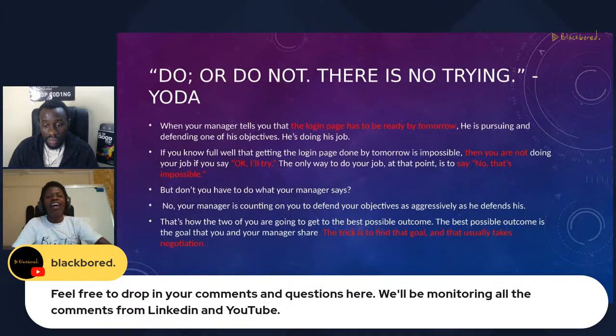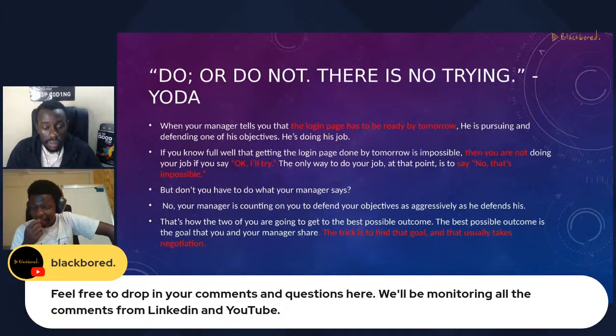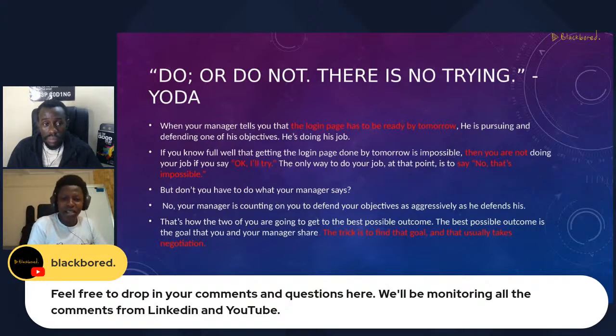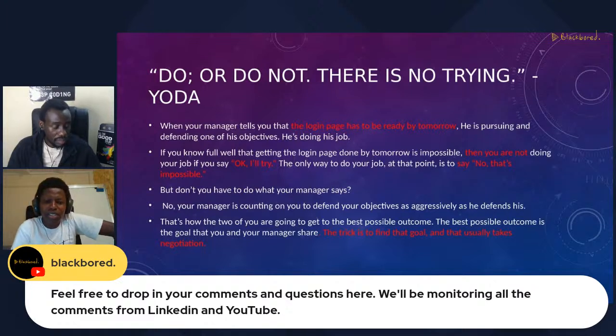So there's a quote here by Yoda: do or do not. There's no try. So why are we saying that sometimes you have to say no? An example is you have a manager who will come and tell you, we need the login page to work tomorrow. And for you, a login page is not just the aspect of logging into a system. You have the bit of JWT. You have to consider security. How are you going to create that user?